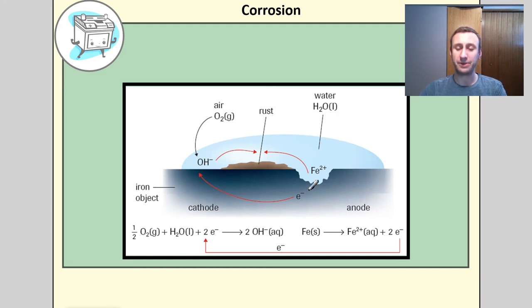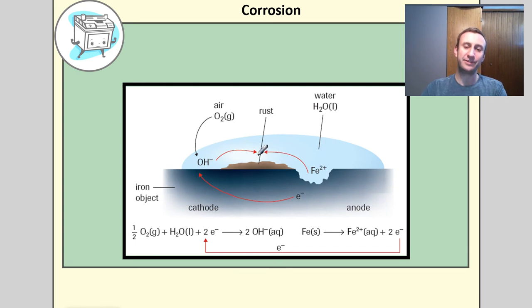So one area of the iron will be the anode. The iron will lose electrons, forming iron ions. Here it's iron 2. And then the electrons go to react with the oxygen and water to make hydroxide ions, OH minus ions. Those OH minus ions then migrate towards the anode, while the iron 2 or iron 3 that forms at the anode migrates towards the cathode because it's a cation.